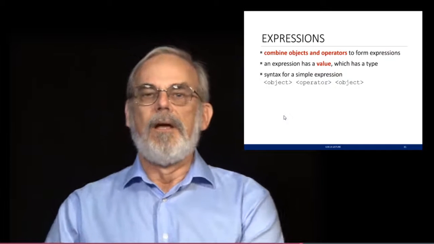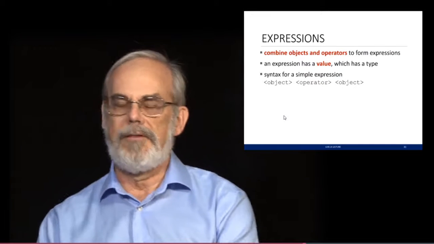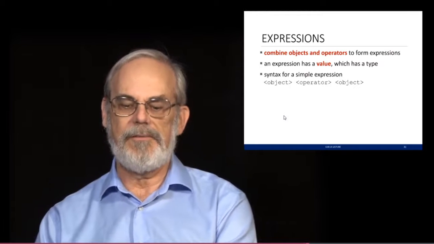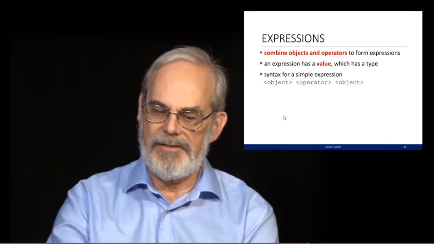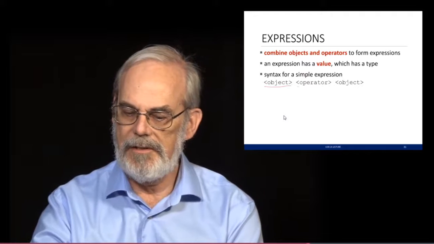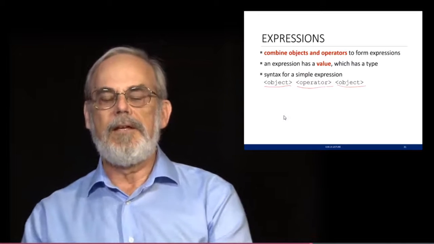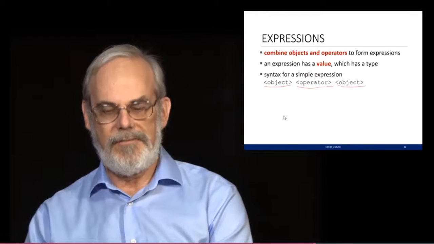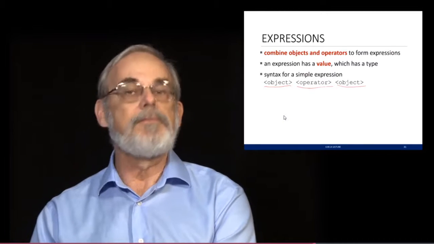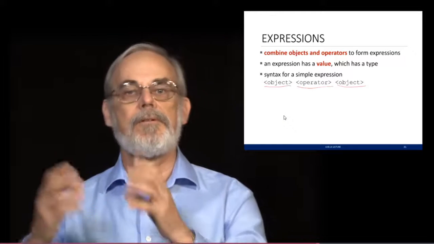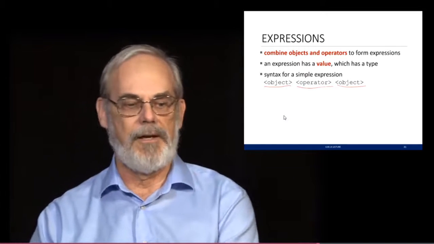I've already hinted at this, but now we can start putting things together. To combine objects and operators into expressions, we use a standard form. The syntax is simply an object, an operator, and another object. Any expression like this that is syntactically valid has a value, which is itself a type. So we talk about the types of scalar objects. We talk about the types of more complicated expressions.